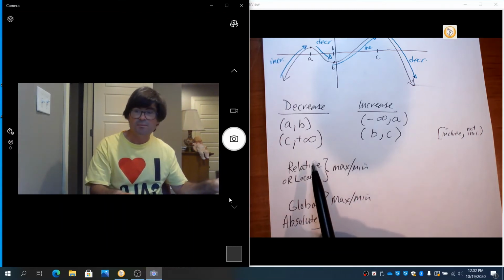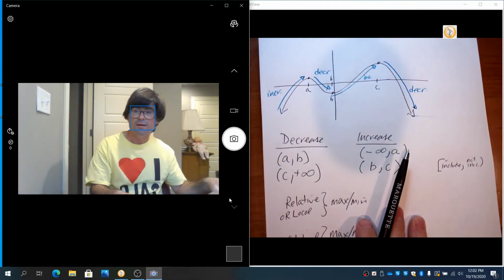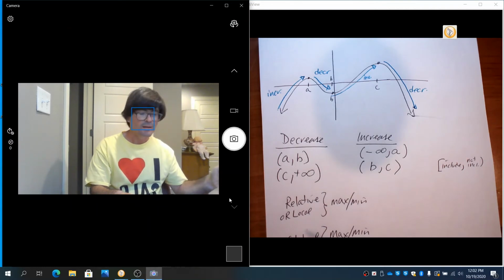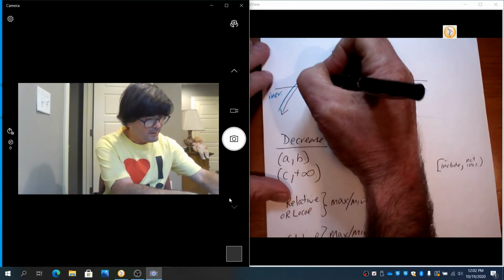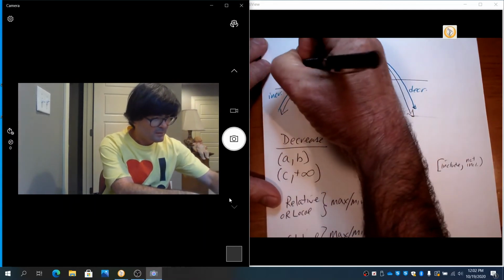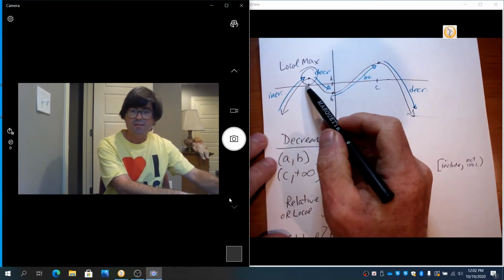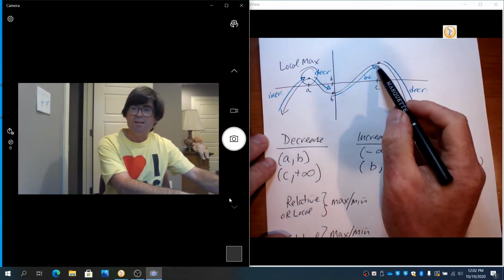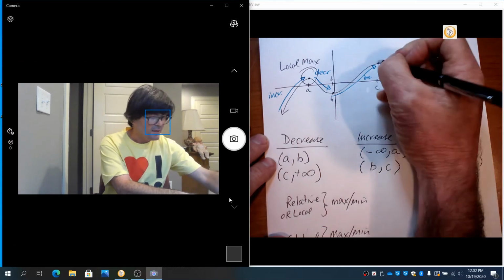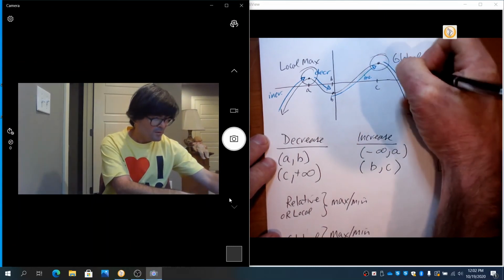A relative max or min is a high or low point just in the immediate area around it. So for example, this guy right here, this is a max, but this is a local max. And that's because it's a max right in this region, but it's not bigger than that. This is a global max.